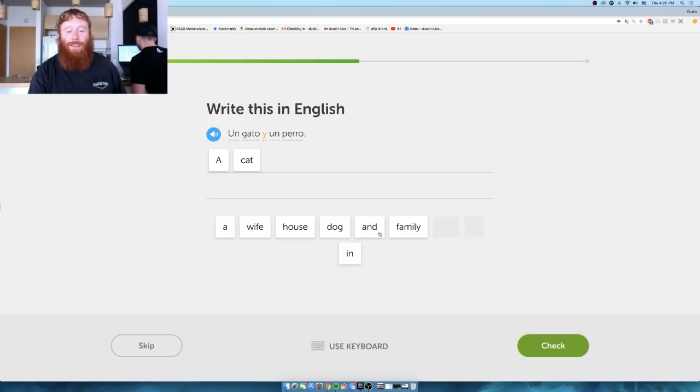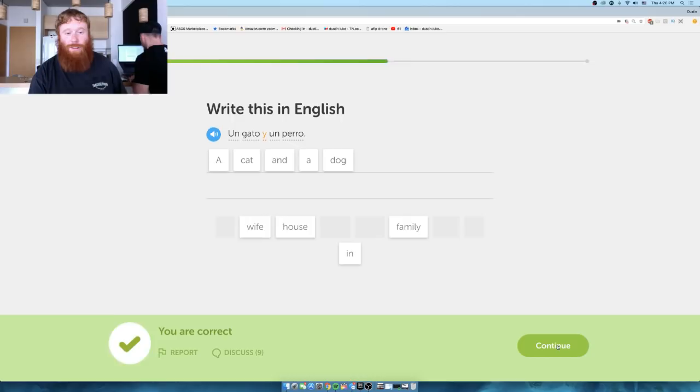Or no, or A. Or is O, E, or the, E. A cat and a dog. That just seems like too many pets to me. No, I don't want... Somehow if I press a certain button on the mouse, it tries to go back or something.